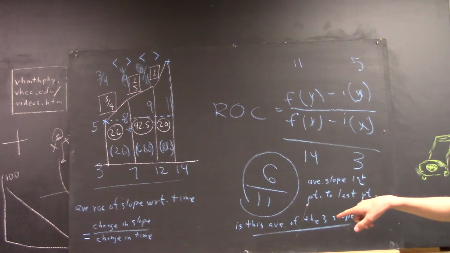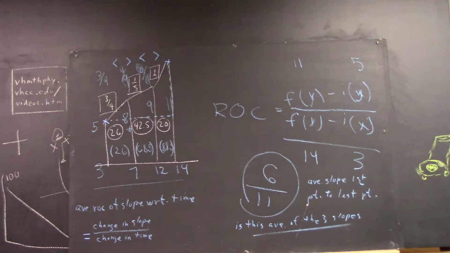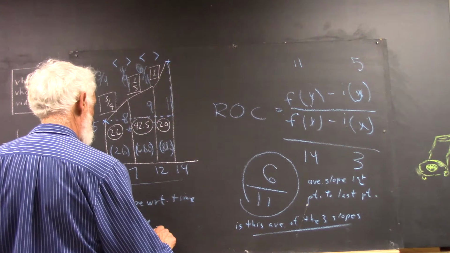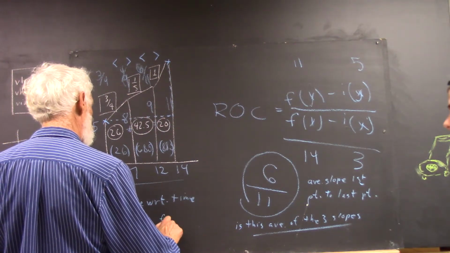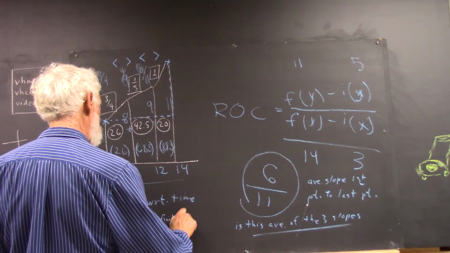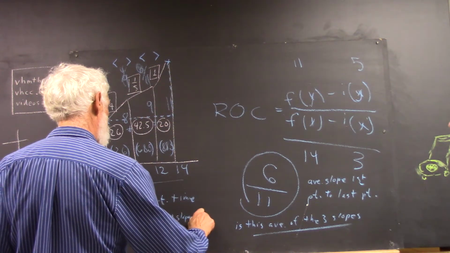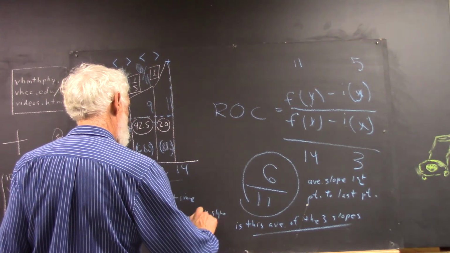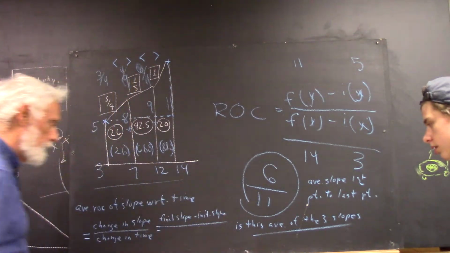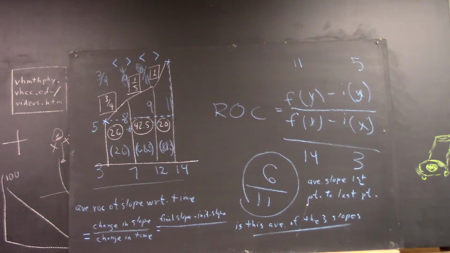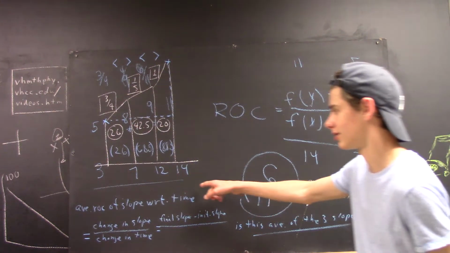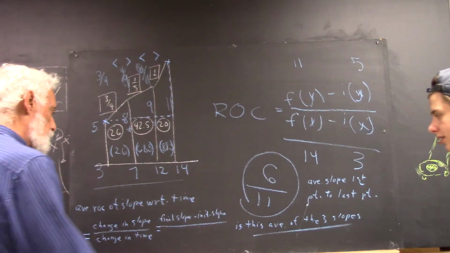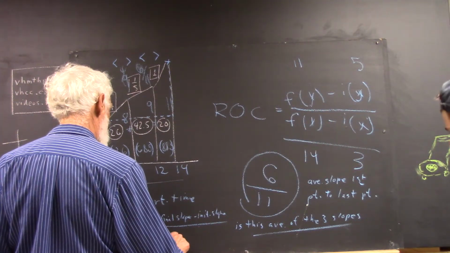Okay, you could do that. And then initial slope minus final slope. So that would be our final slope minus initial slope. Okay? And you would divide that by the final time versus the initial time. Could be final time minus initial time.